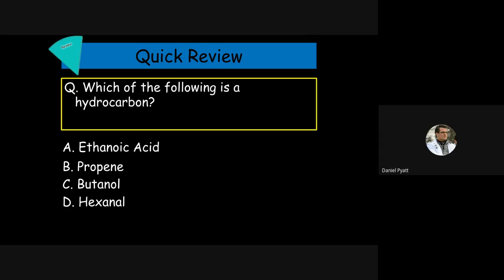So the one that is a hydrocarbon is, of course, B. It's propene, because butanol is an alcohol and therefore contains a hydroxyl group. It's got OH, and ethanoic acid obviously has 2 oxygens in both the carbonyl and the hydroxyl group. Hexanal is basically like a carboxylic acid, but without the alcohol hydroxyl group. It only contains the carbonyl group, but it just has the C double bond O. So that also has oxygen. So the answer is propene.